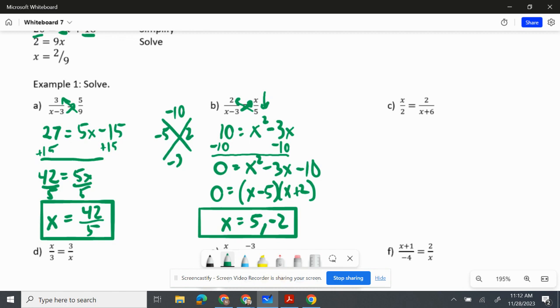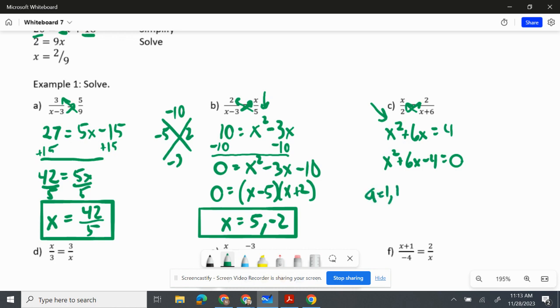Now, looking at the next one, we're going to do the same thing. We're going to cross multiply. That gives us x squared plus 6x, and then 2 times 2 gives us 4. I'm going to subtract the 4, so I get x squared plus 6x minus 4 equals 0. Once again, the reason that I subtracted the 4 is because this is a quadratic equation, so we set it equal to 0. This is not factorable, so we're going to use the quadratic formula.